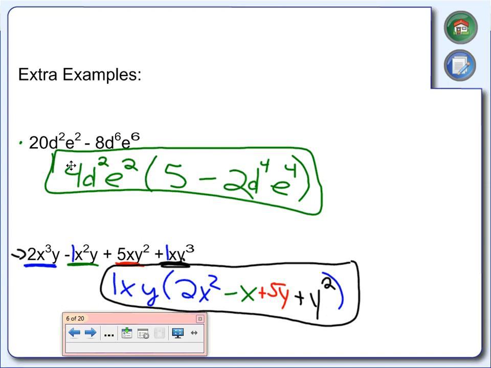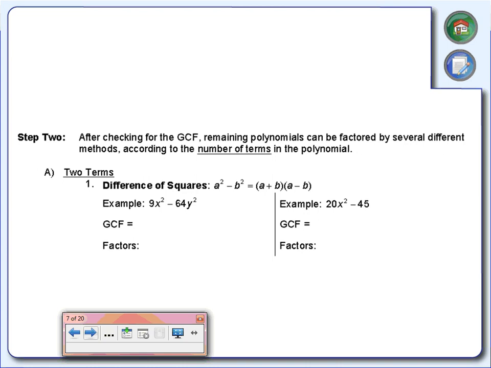All right, so just a little extra practice. Like I said, if I just left you with those two examples, I don't think that would be good enough. So that takes care of GCFs. Remember, that was step number 1. Now we're moving on to step number 2.